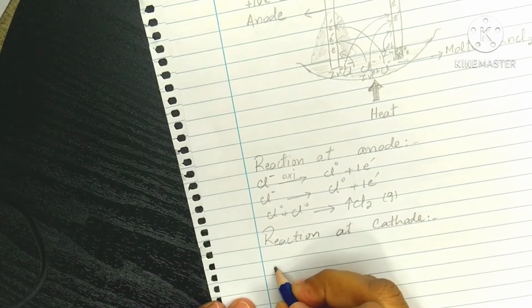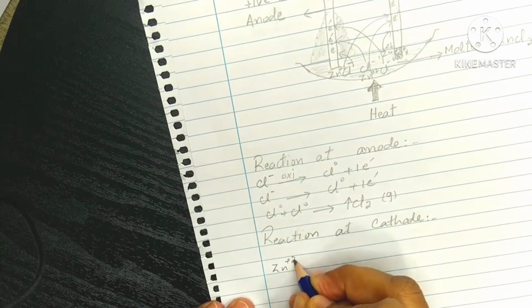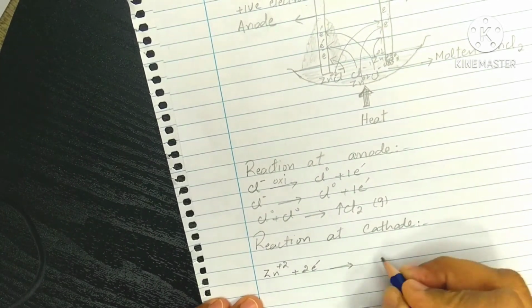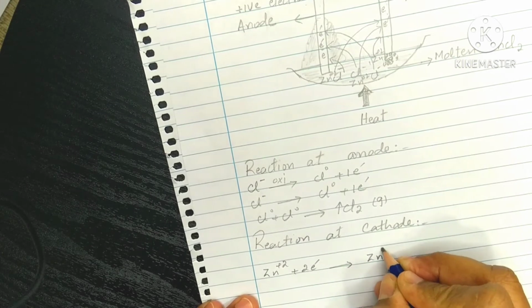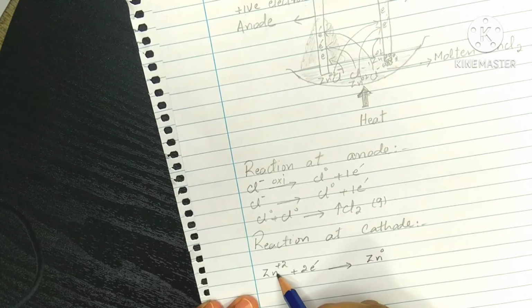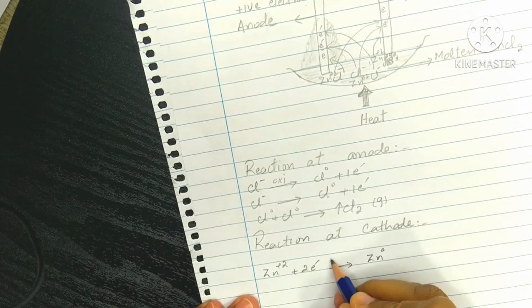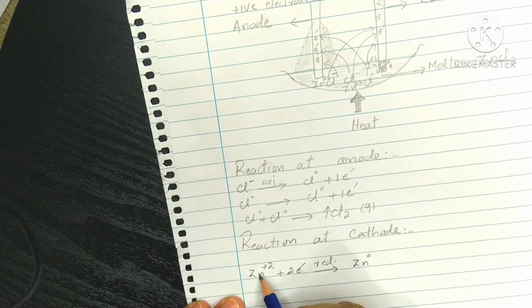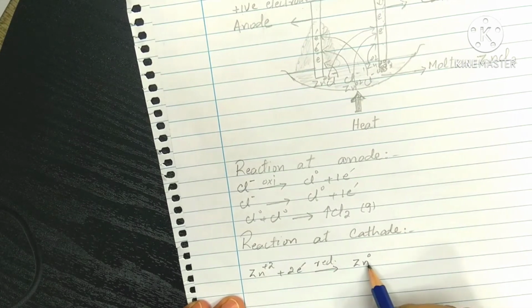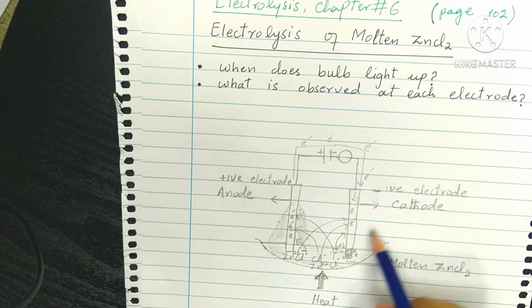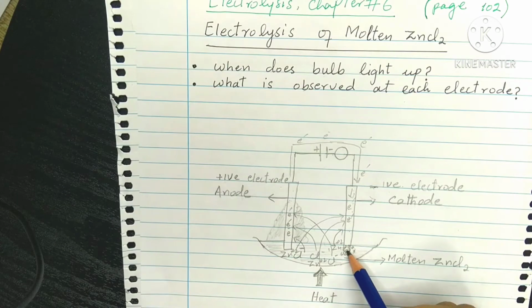So the reaction at the cathode: zinc ions that have a +2 charge absorb 2 electrons and convert into pure zinc metal. This process is called reduction because the electrons are absorbed by the zinc ions. So in this process, zinc ions convert into zinc metal, and the zinc metal deposits at the surface of the cathode.